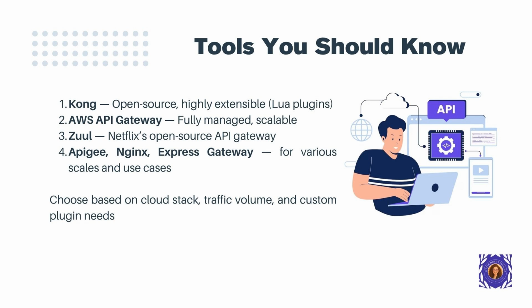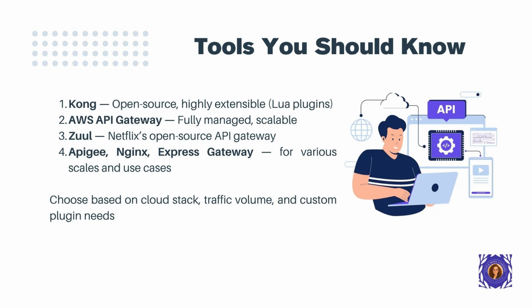NGINX and Express Gateway. While NGINX is primarily a reverse proxy, it can be configured to act as a basic API gateway. Express Gateway is a modern, open-source API gateway built on Node.js and Express.js, offering a more developer-friendly experience for certain stacks. The choice of tool often depends on your cloud stack, anticipated traffic volume, the need for custom plugin development, and your overall ecosystem.